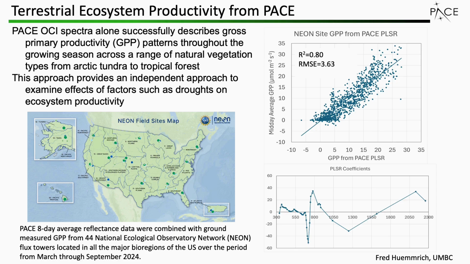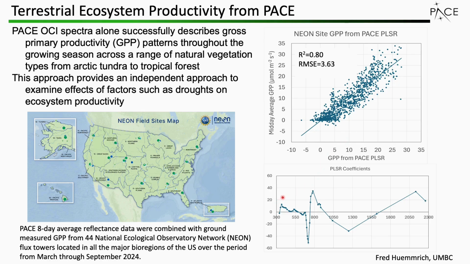And when we use a partial least squares regression here, and these are showing the coefficients from that, we're able to describe over 80% of the variance in that GPP data with a root mean square error of about 4. And you can see this is a range of about 0 to 30 to give you a sense of the errors here.